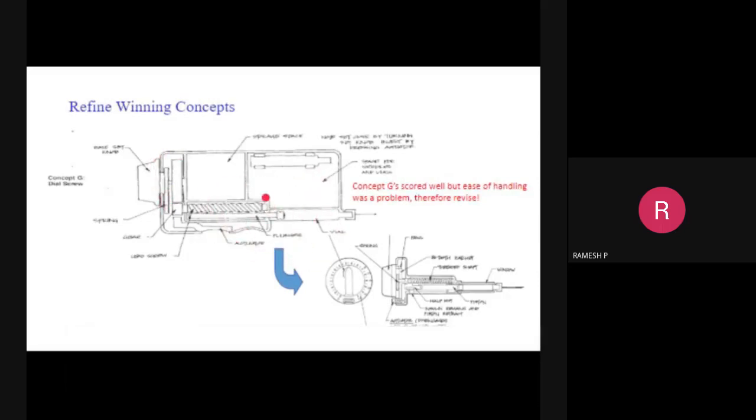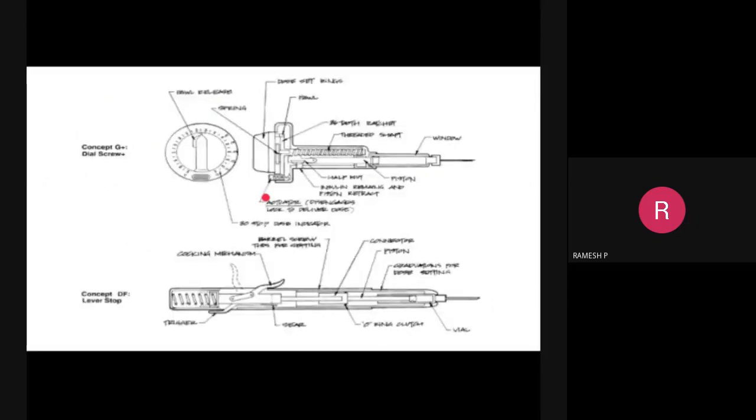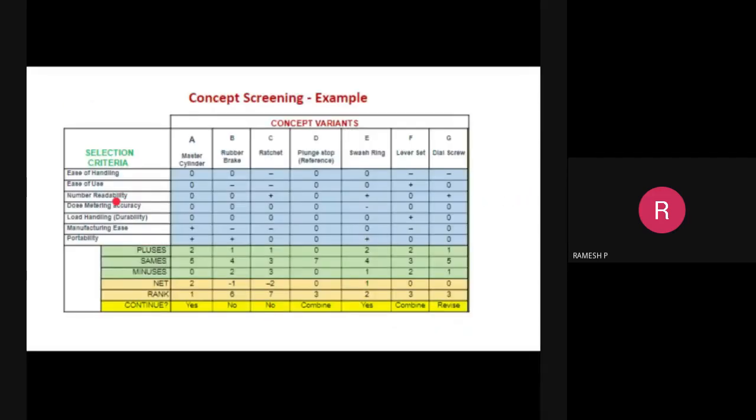Okay. So these are all the inputs to the scoring stage. So this is newly generated. Now we are identifying this as concept G plus instead of concept G and named it as dial screw plus. Initially, I hope it is just a dial screw. Now it is dial screw plus.